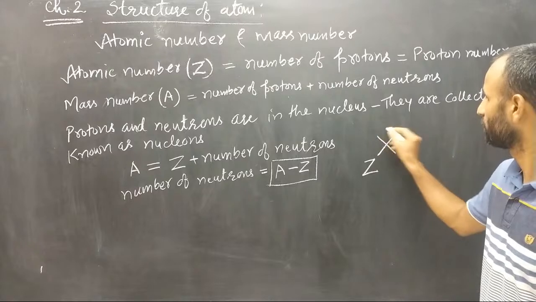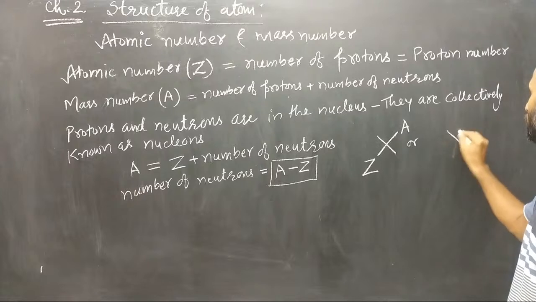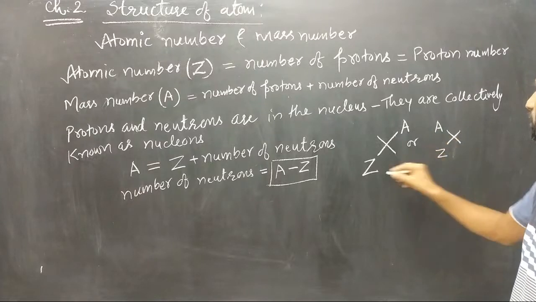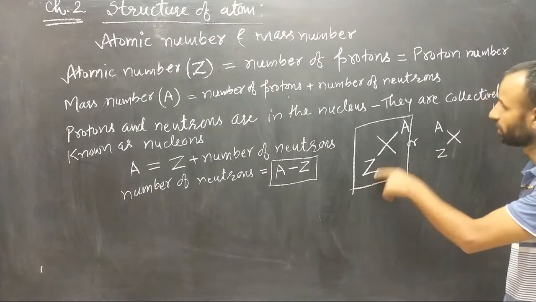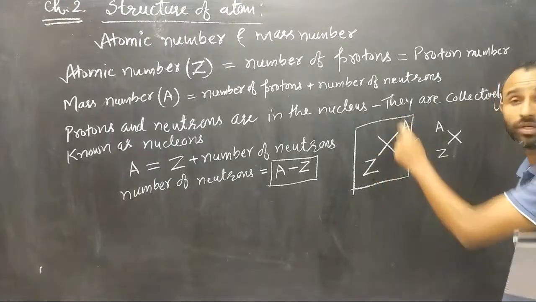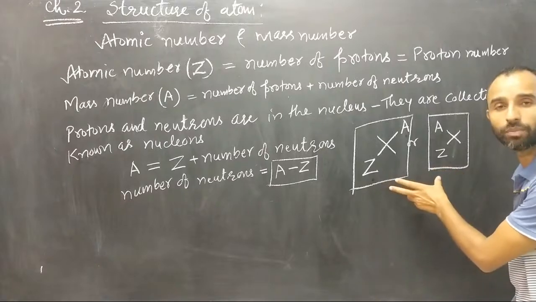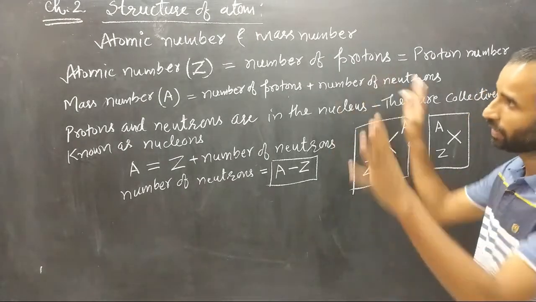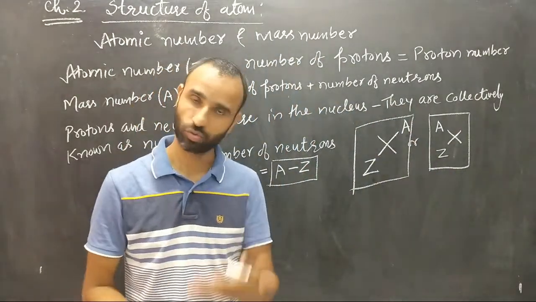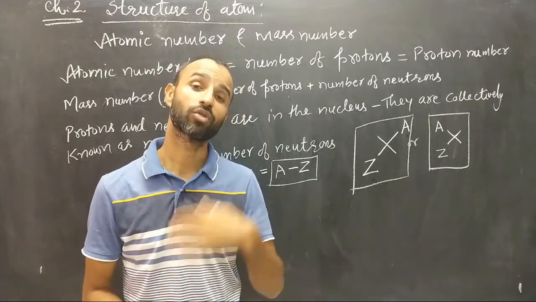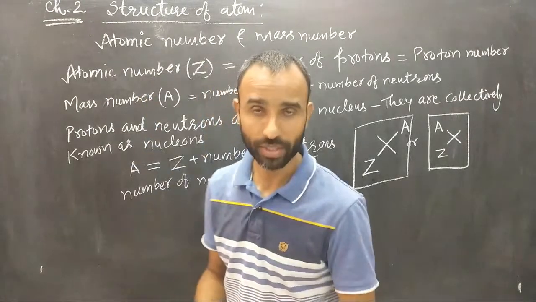X with Z and A, either written here or here. Z is the atomic number, A is the mass number, and X is the symbol of the element. So these are the ways to represent an element. Okay, so now there are a few terms like isotopes, isobars, isotones, and isoelectronic species. These are most important in structure of atom.